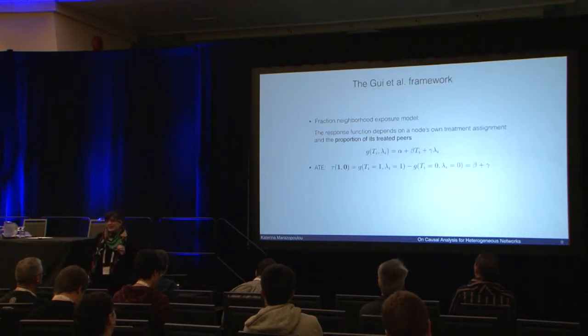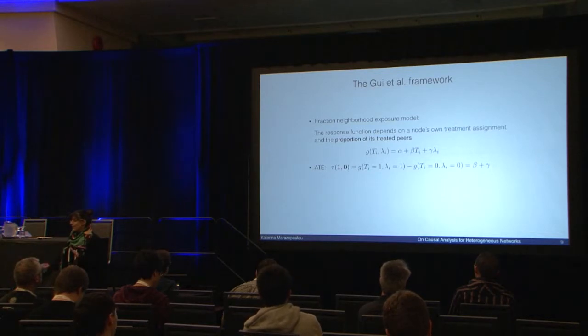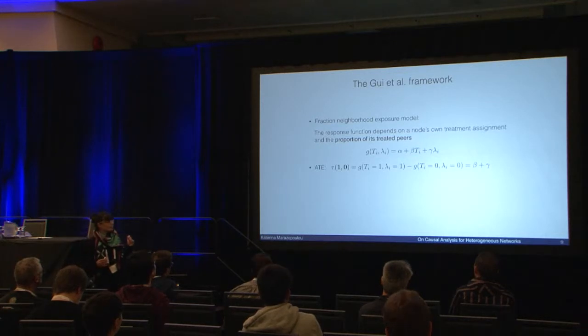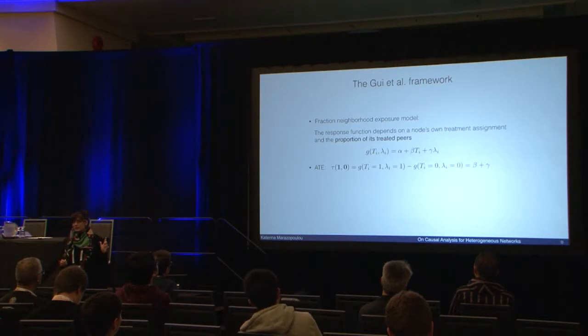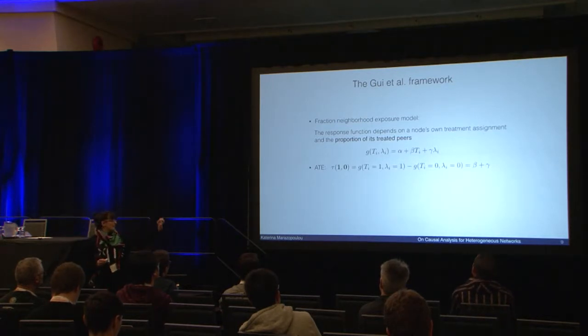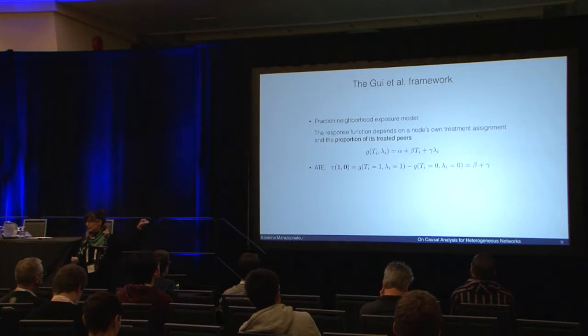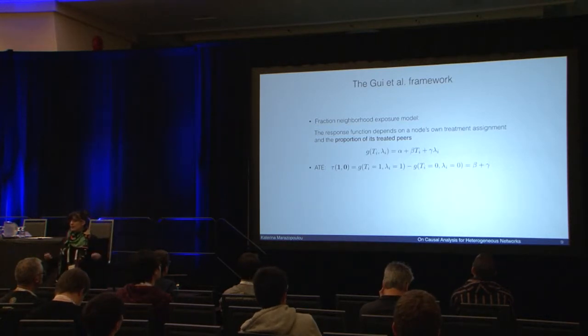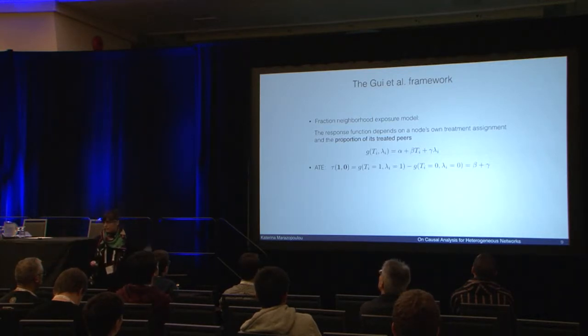Great. So the fraction neighborhood exposure model, what it says is that the response function of a node is going to be a function of two things, their own treatment and the proportion of the treated peers. So for simplicity, they model it as a linear function of these two quantities. And what's neat about this is that with this response function, your average treatment effect is simply the sum of betas and gammas, where beta is the effect from your own treatment, and gamma is the effect from your peers. And betas and gammas can be estimated from data, in this case with a simple regression.